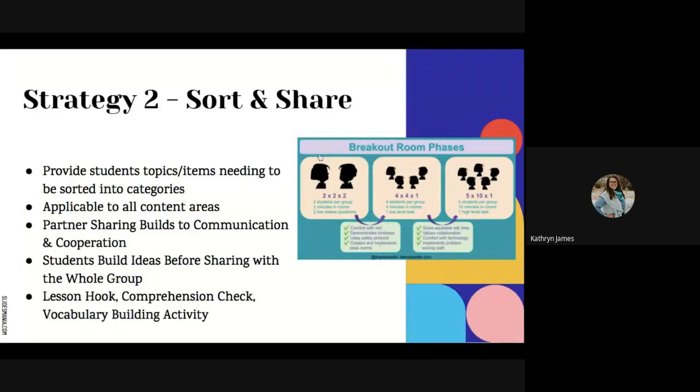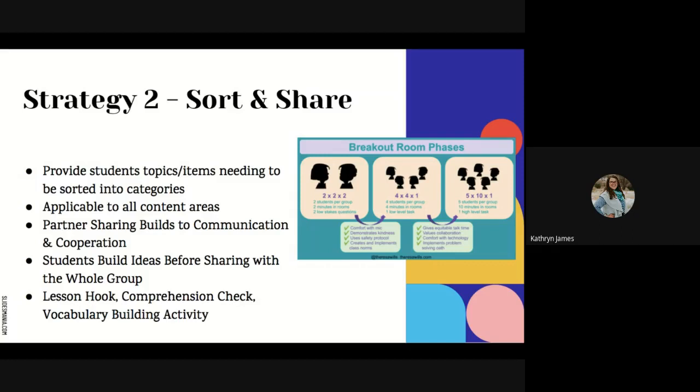And so in Sort and Share, you will provide students a topic or items, a collection of things that you want them to consider and to sort into categories. Now this is applicable to all content areas, so think equations, think sight words, there's a lot of different applications. But through the partner sharing in this activity, you're going to build those communication and cooperation skills we really want to see with our students.